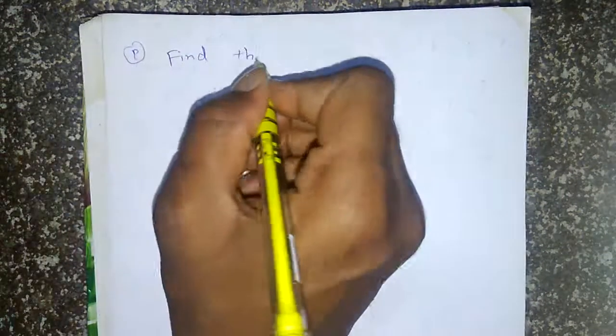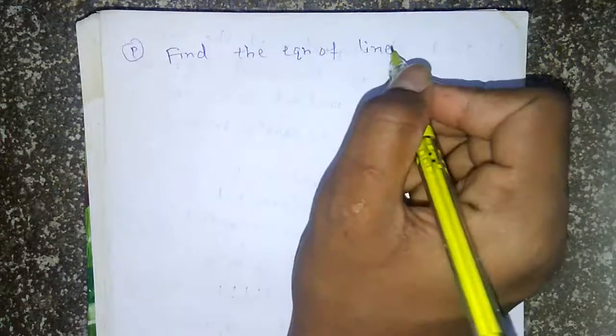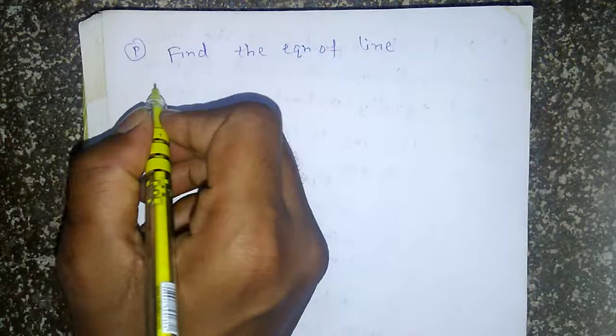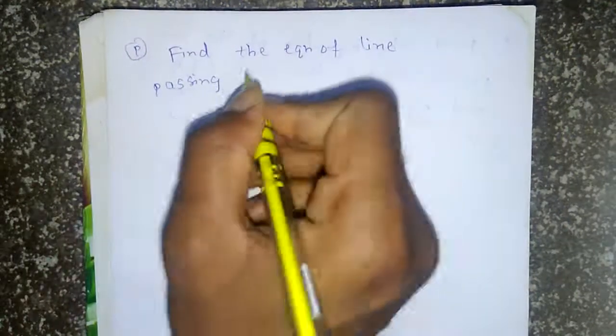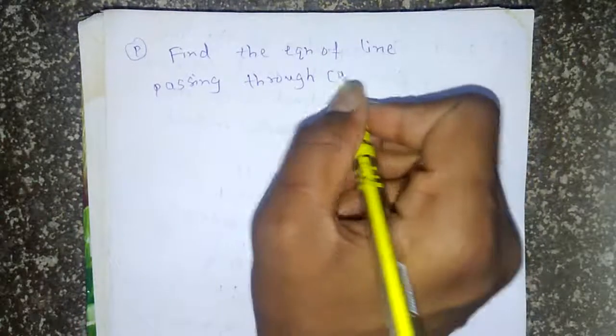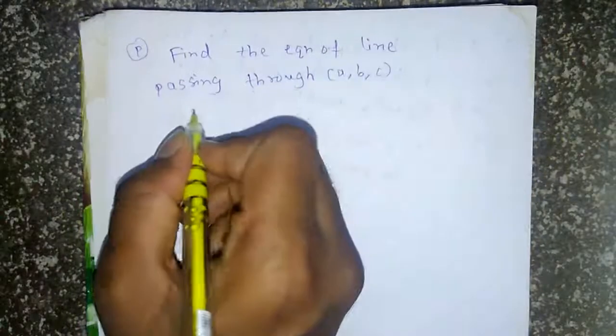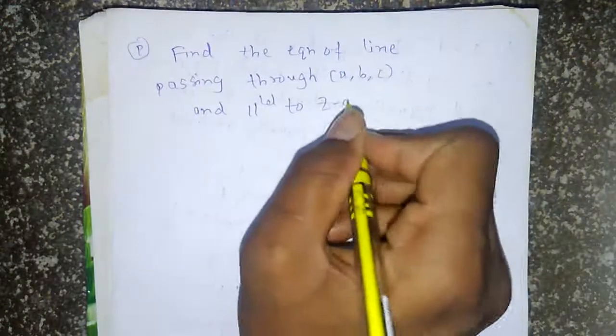Next problem: find the equation of the line passing through the point a comma b comma c and parallel to the z axis.